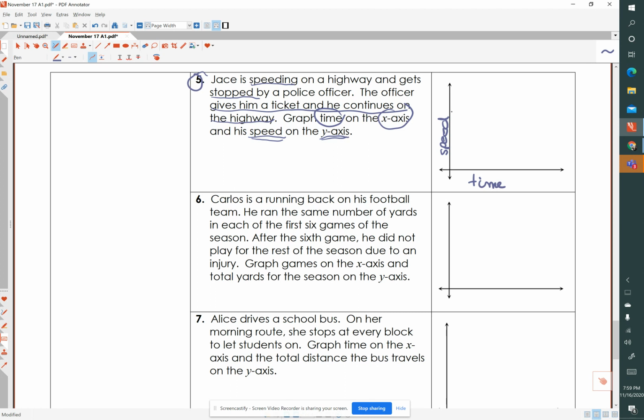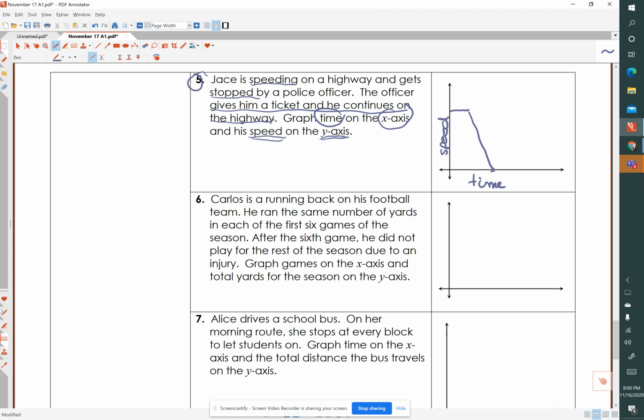So Jace starts out traveling and then he gets stopped by a police officer. Well, students, you don't go from 90 miles an hour to 0 all at once. It would be impossible to go like this. That just could not happen. So let's make this reasonable here. So he probably stopped him fairly quickly, so let's make an angle of about like that.